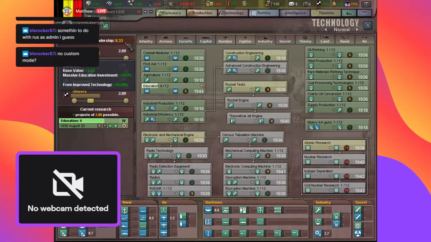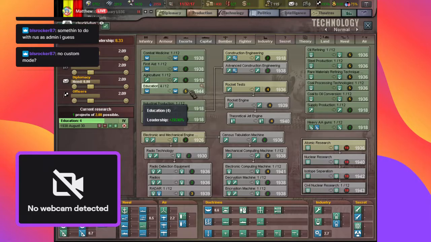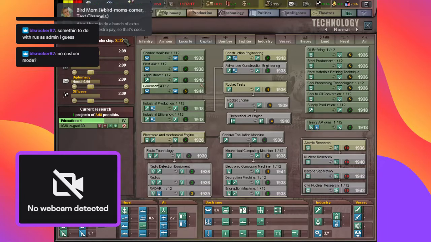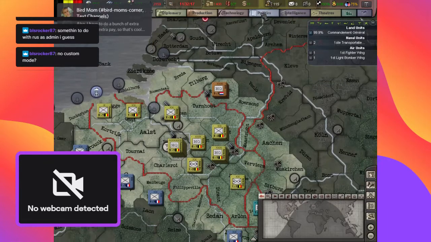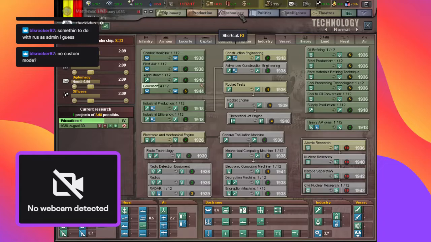Oh, okay. You see how the leadership before, when I started up the game, was only 7.41, but because I allotted everything to education, it's now 8.33. Now, the more land that I capture, this will go up a lot faster. And you use that leadership to then do more research, so it kind of cycles back into itself.